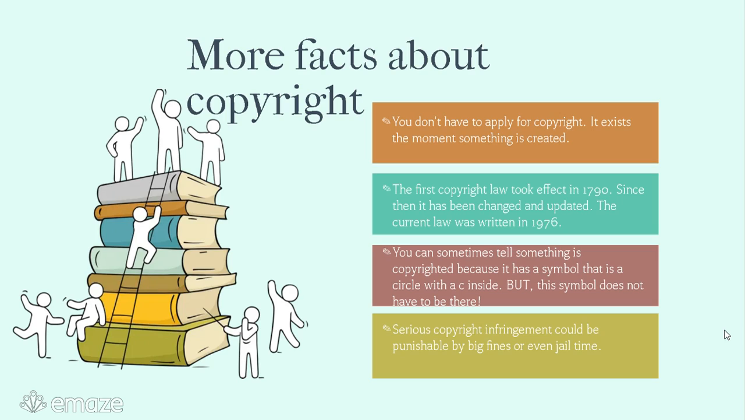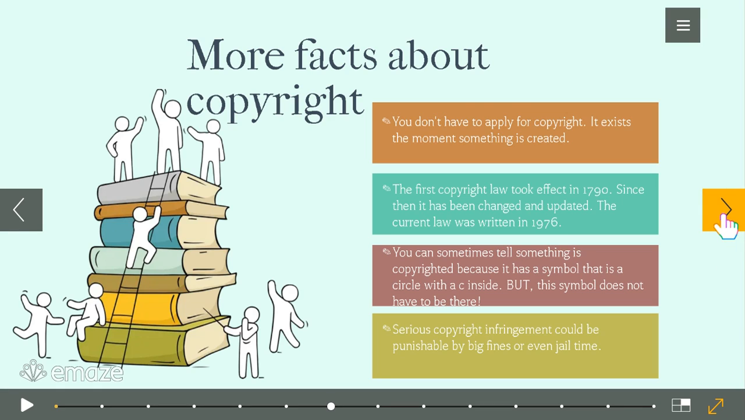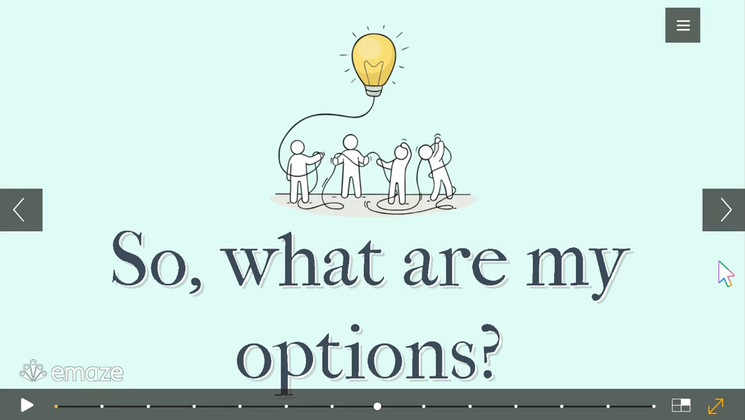You can tell something is copyrighted sometimes because there's a symbol that has a little circle with a C inside, but that symbol doesn't have to be there. The minute it's created, it's protected under copyright law. Serious copyright infringement could be punishable by big fines or even jail time. Now, there's no copyright cops that are going to come track you down, but it really could lead to some problems. Plus, it's just not the right thing to do.